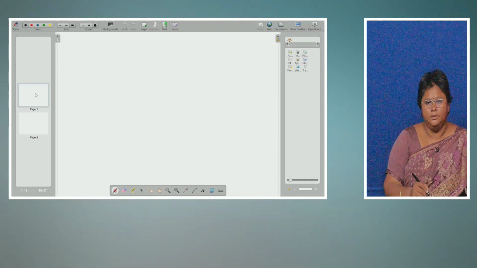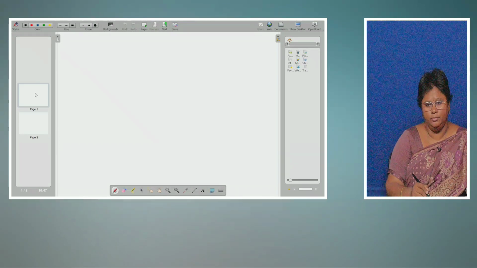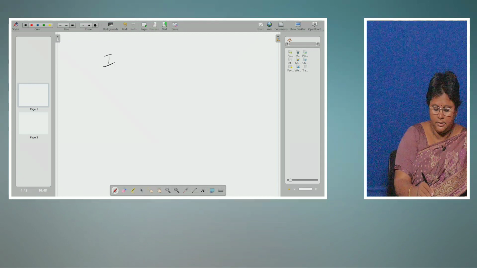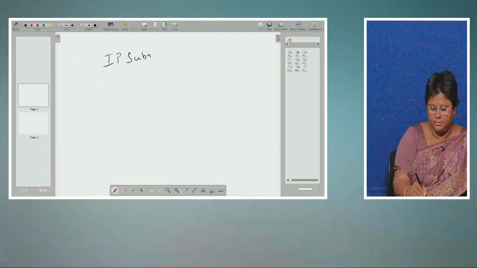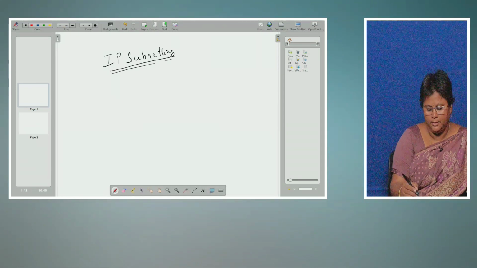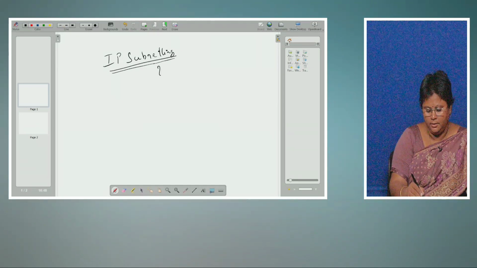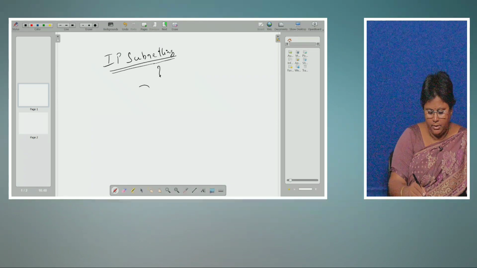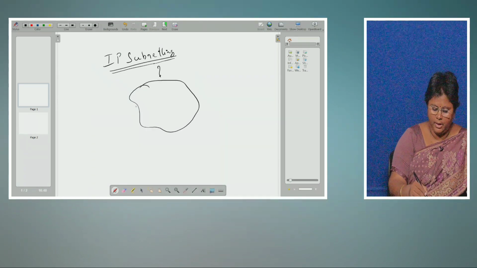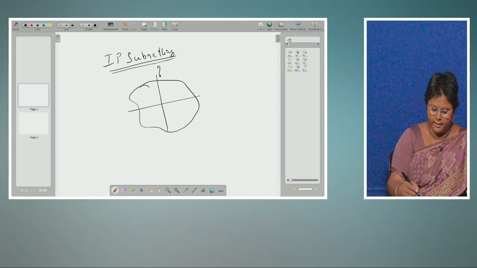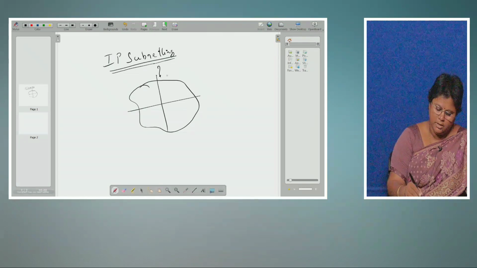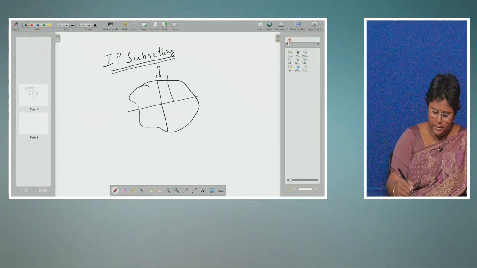Yes, dear students, today we are going to learn a concept called IP subnetting. Before looking at the topic, what do we mean by subnetting? Subnetting means if we have a bigger network, we divide it into smaller networks as per our requirement.